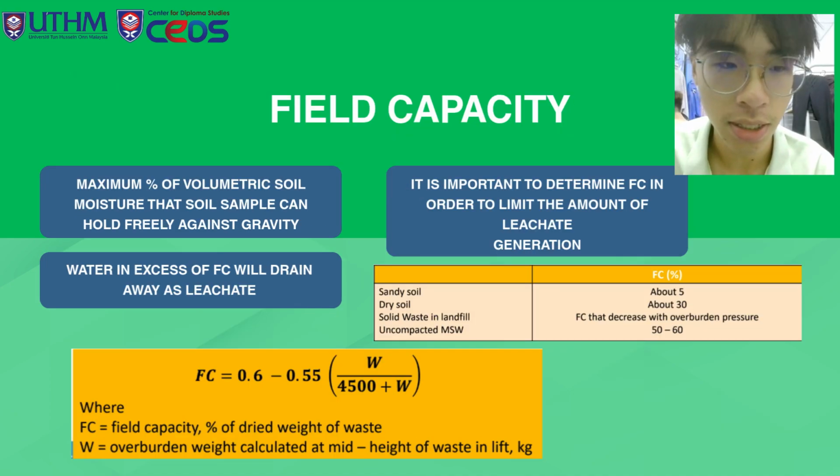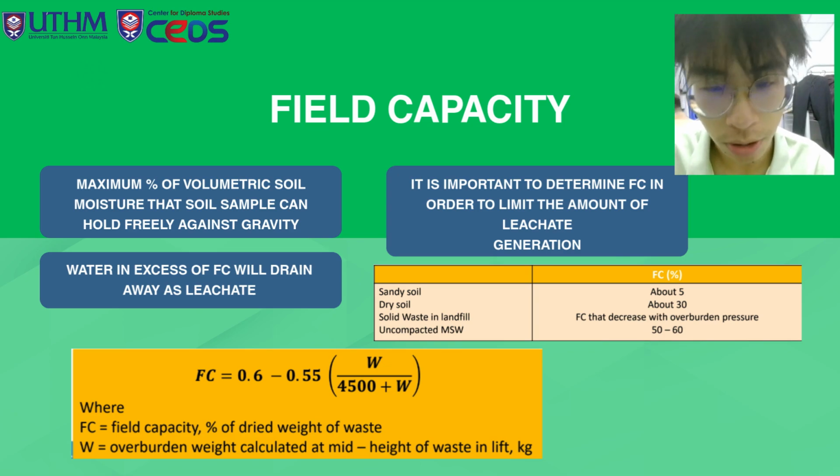Field capacity is the maximum percentage of volumetric soil moisture that a soil sample can hold freely against gravity. Water in excess of field capacity will drain away as leachate. It is important to determine field capacity in order to limit the amount of leachate generation. For sandy soil, the field capacity is about 5%, and for clay soil about 30%. For solid waste in landfill, FC decreases with overburden pressure, and for uncompacted municipal solid waste, it's about 50 to 60%.